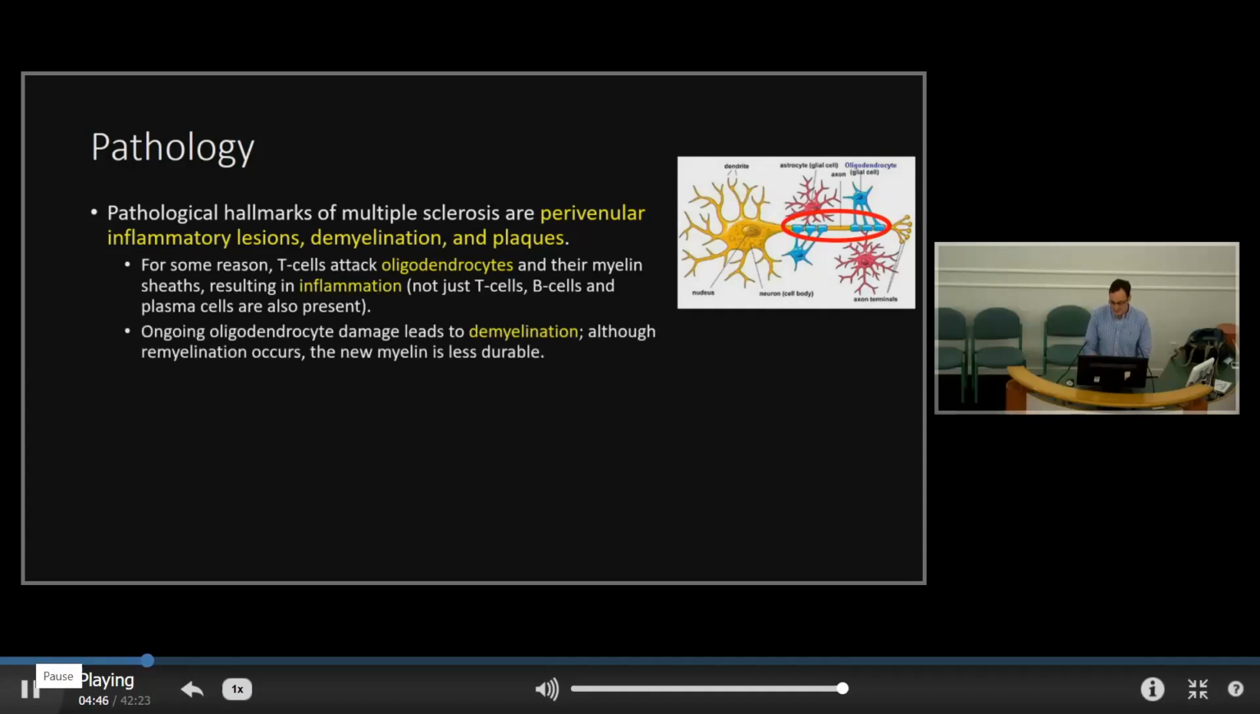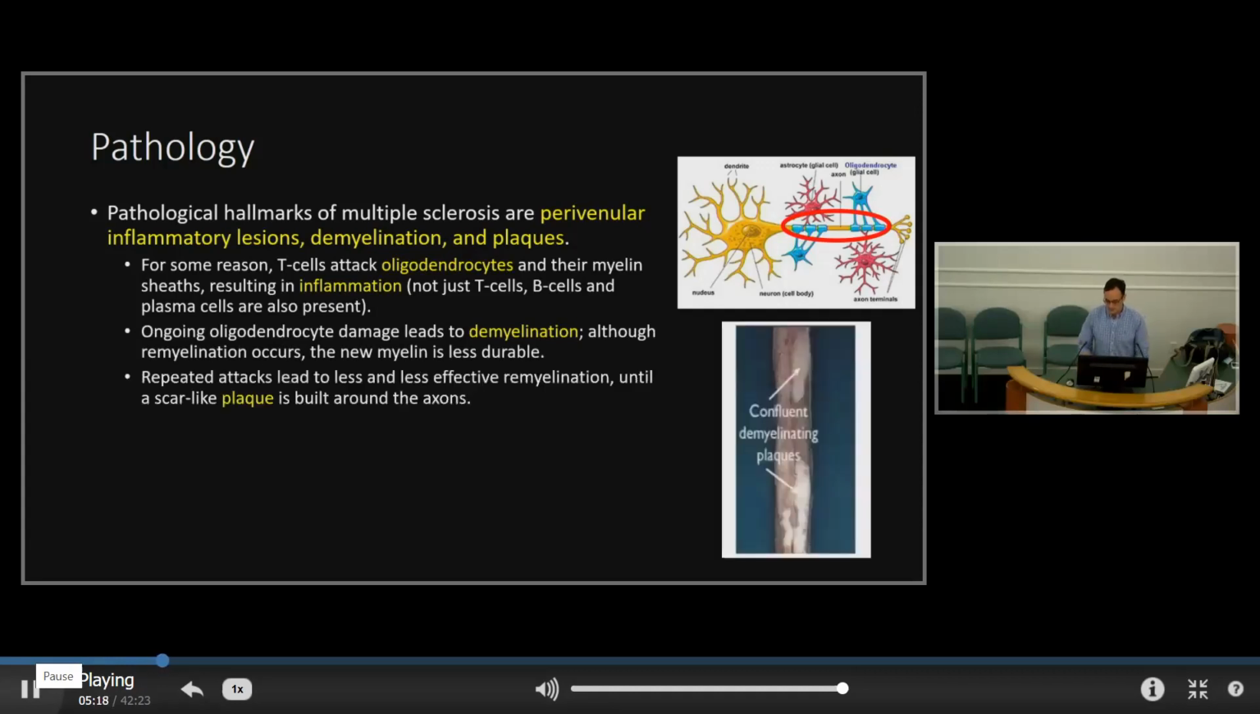But as this process continues, you start to get demyelination. And although the body does remyelinate after each and every attack and on an ongoing basis, the new myelin is progressively less durable. So the body can't make the same kind of myelin. It's like cutting down old growth trees in a forest. New trees will grow back, but for them to become like the old trees, it could take a very long time. Second growth is not quite the same, to use an analogy.